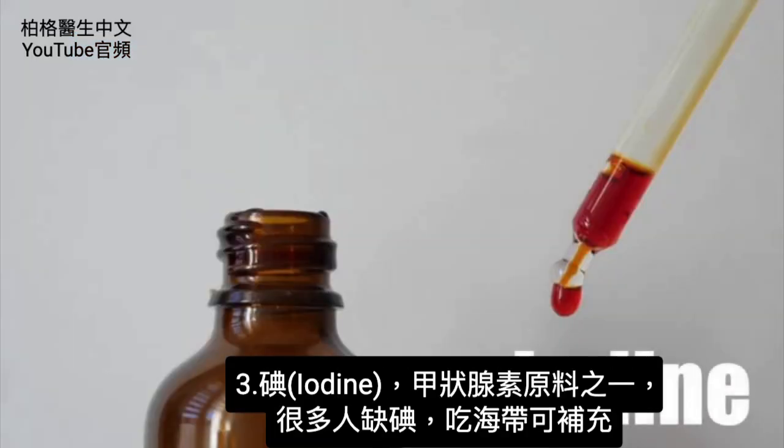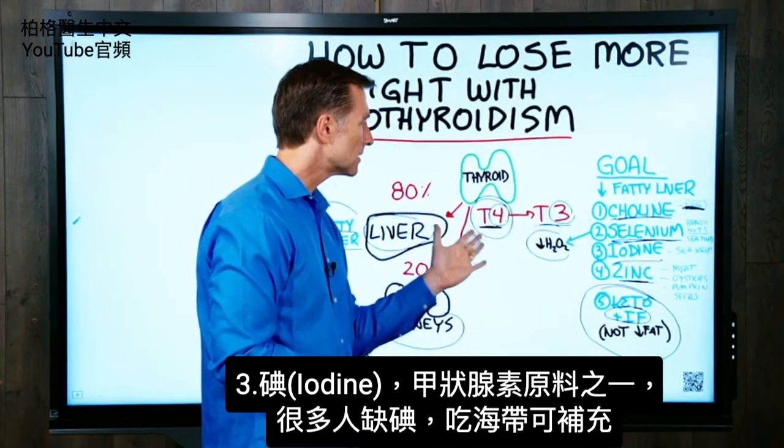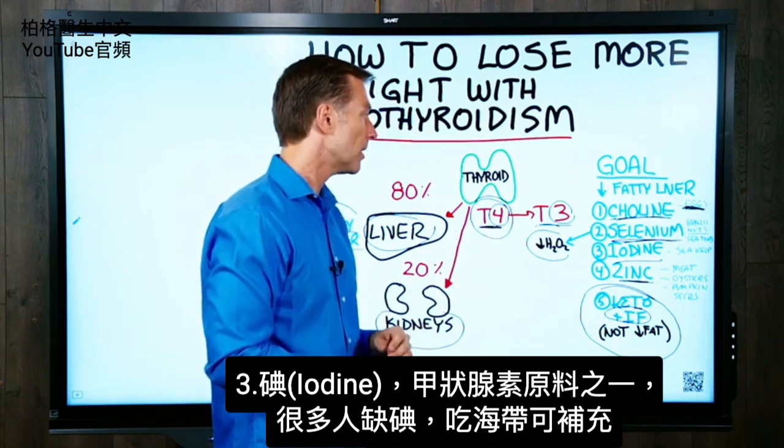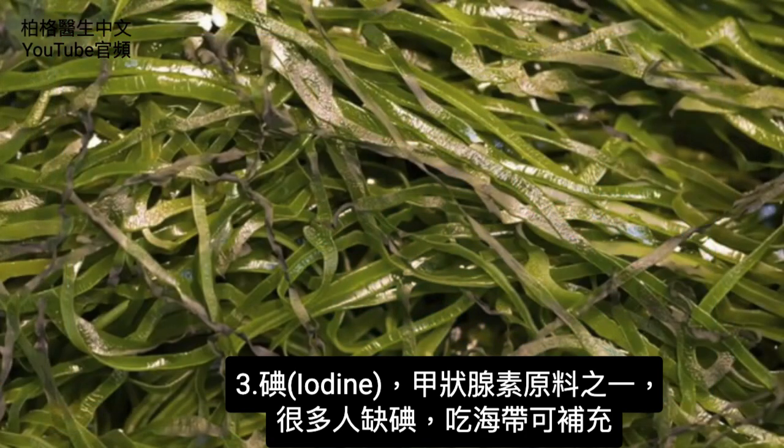All right, next one is iodine. Iodine is part of the raw material to build the thyroid hormone. And a lot of people are deficient in iodine. So I would get this from Seek Help.